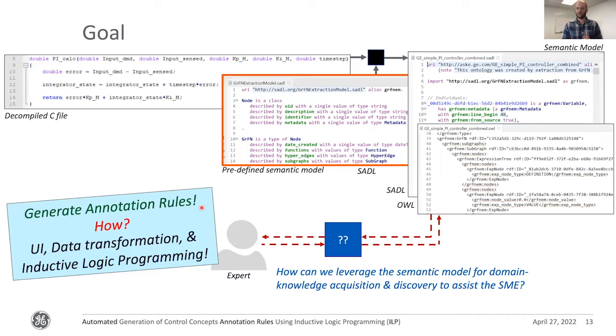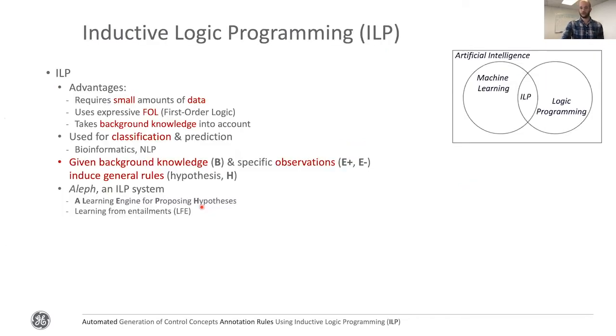So let's talk about inductive logic programming for a second, for those of you who are not familiar. ILP, inductive logic programming, is basically a branch of machine learning that deals with learning theories in the form of logic programs. It's an intersection of logic programming and machine learning. And the great advantage over other machine learning branches is that it requires a very small amount of labeled data to work. It uses expressive first order logic, and it takes background knowledge into account.